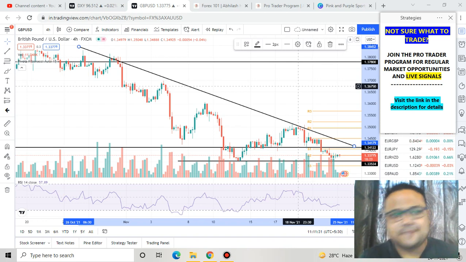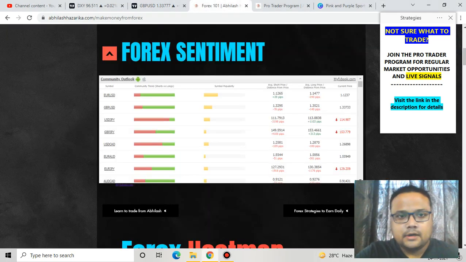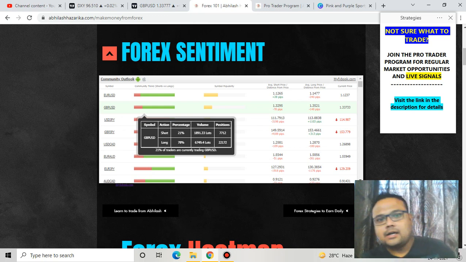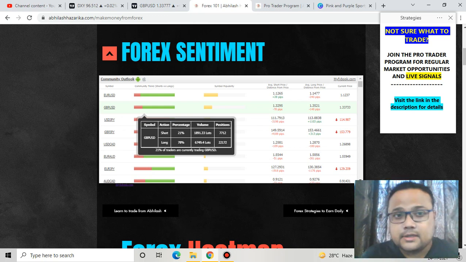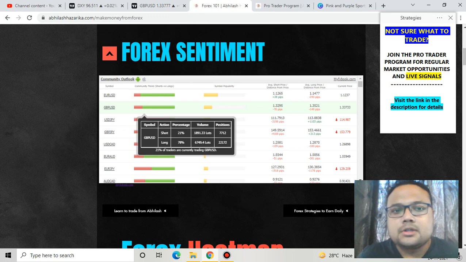So let's get started. This is the Forex chart of GBP USD in front of us right now, and this is our Forex sentiment meter. In the Forex sentiment meter, we can see 21% are on the sell side and still 78% retail traders are on the long side. It means that 78% retail traders have taken a buy position, and for the last 2 weeks I have been requesting all of you to exit from the buy position because many of you have suffered huge loss by taking a buy position on Gold USD, Euro USD and GBP USD.